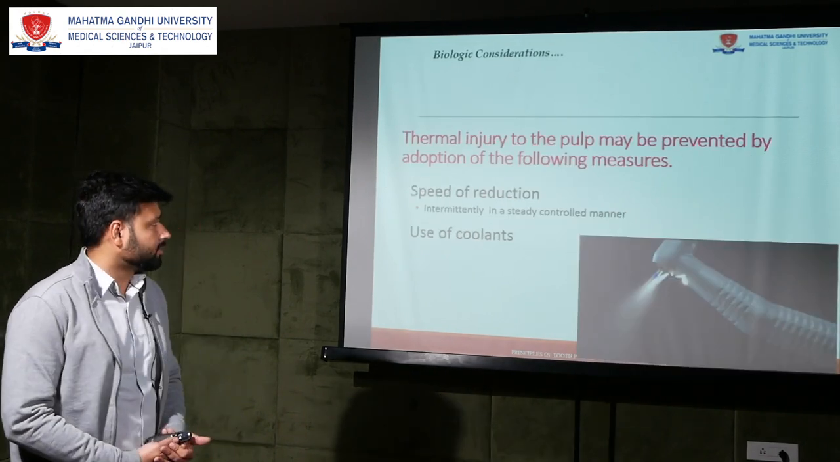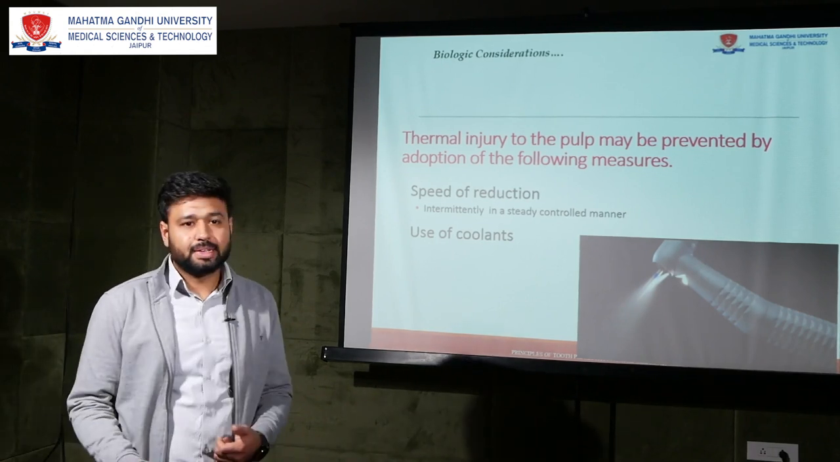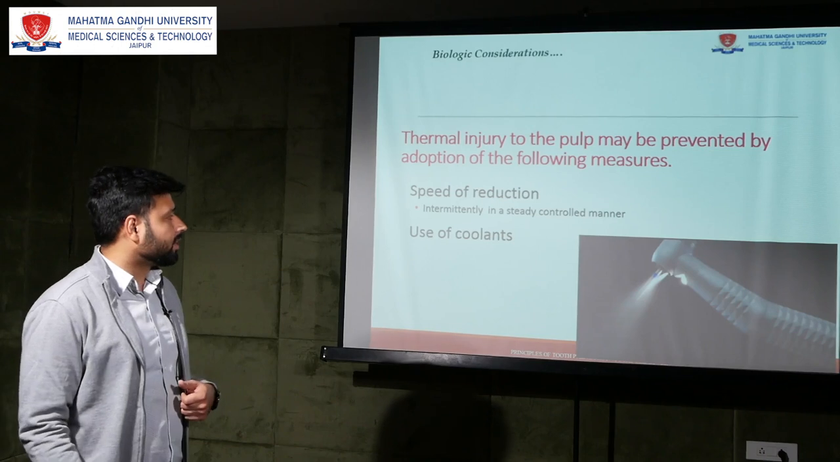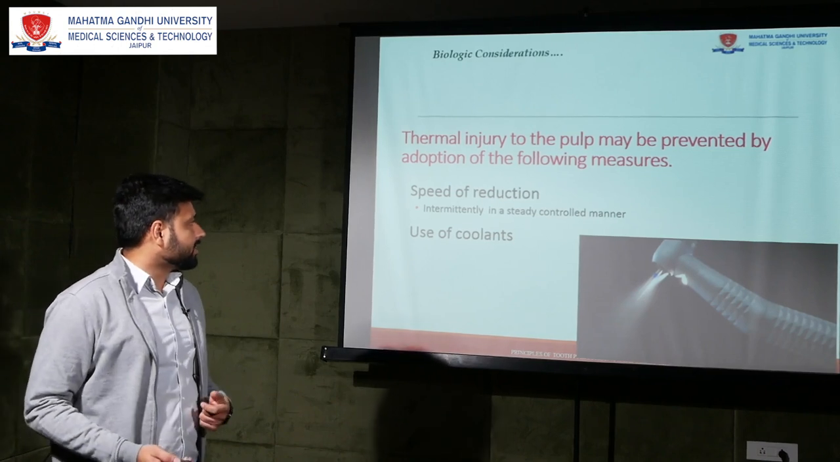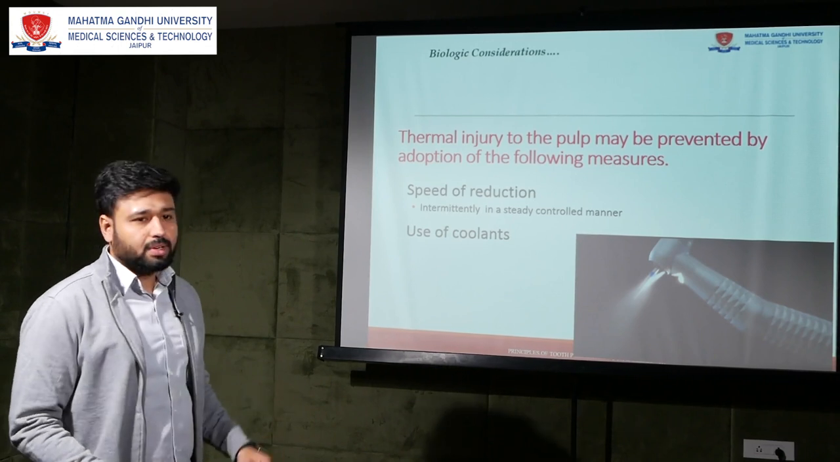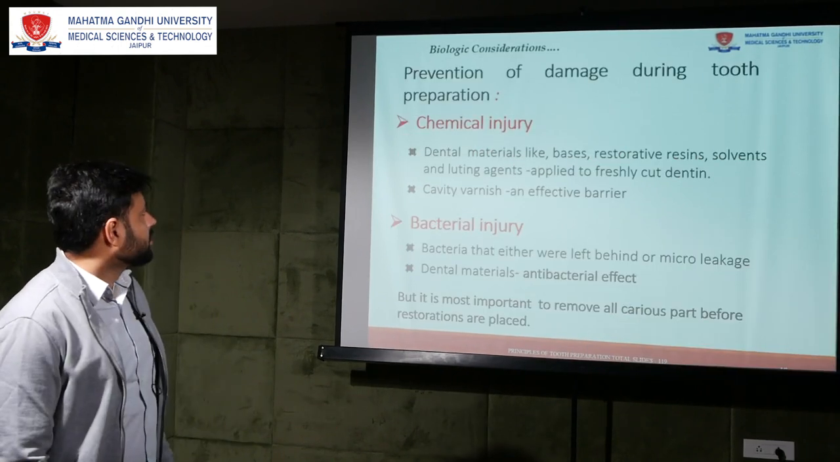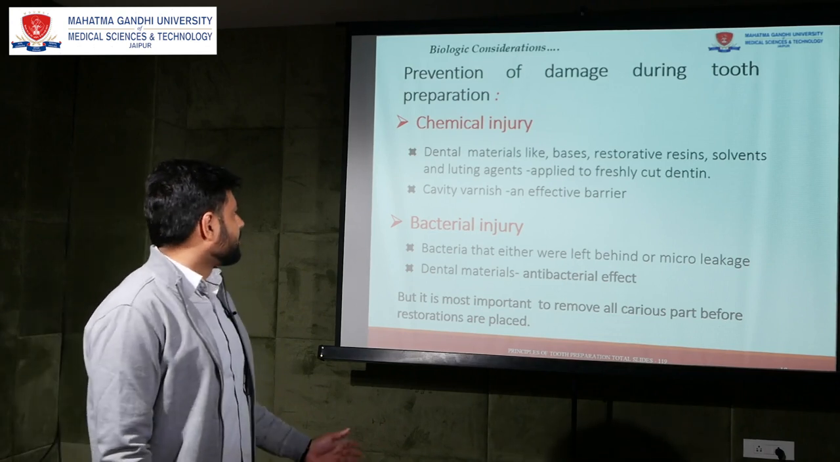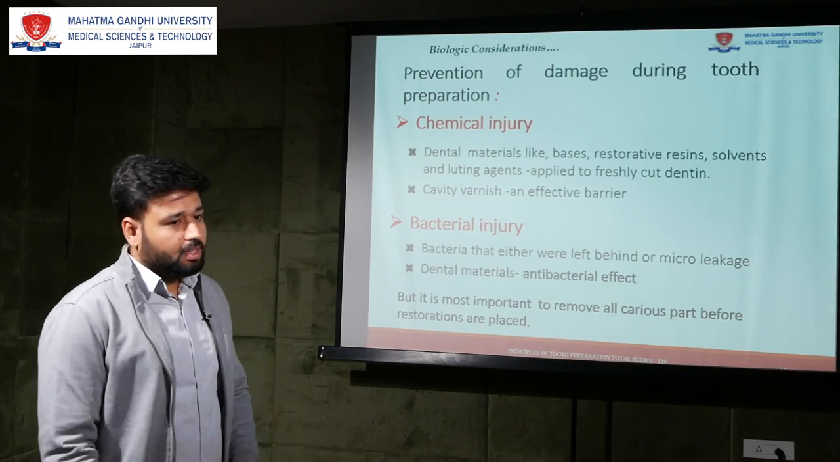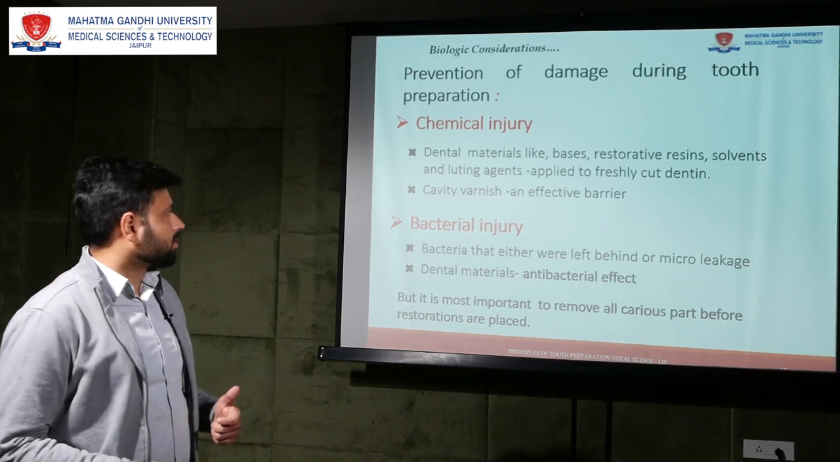The thermal injury of the pulp may be prevented by the adoption of the following measures. That is, the first is the speed of reduction. We can use the preparation intermittently, in a steady controlled manner, or use coolants, that is the water spray we have in the aerators. Then prevention of damage during the tooth preparation. We can have chemical injury also and bacterial injury if we are not doing it properly.